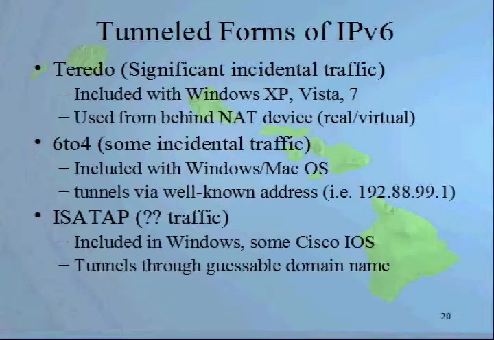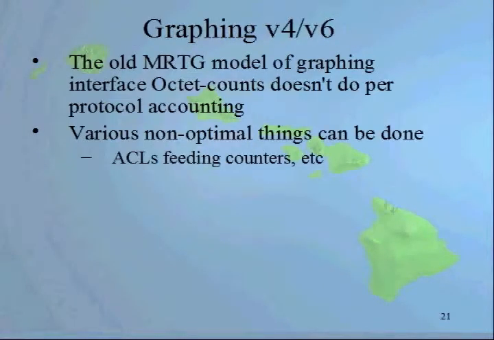Graphing v4 and v6: the old MRTG model, where everybody uses MRTG and RRD to graph their octet counts. But the thing about those octet counts is they were all traffic, and there's no per protocol accounting. So now that we have IP version 4 and IP version 6, all you can see from the old octet count model is the total between them, and you cannot differentiate between the two protocols.